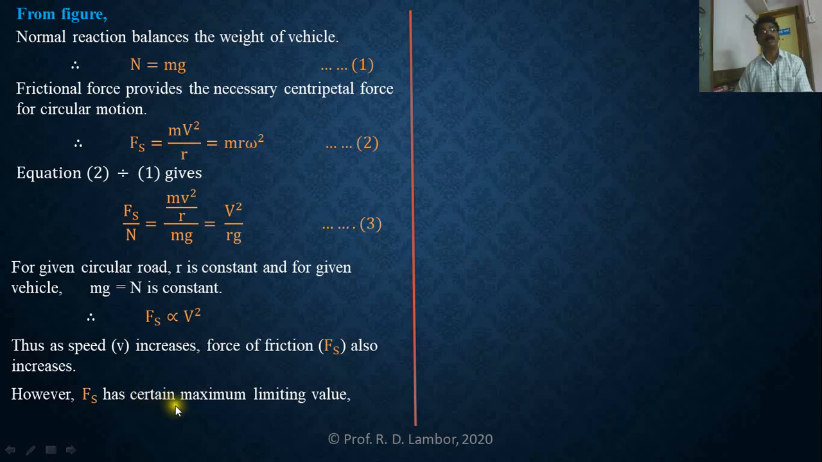Frictional force has a certain maximum limiting value, and this value you have studied in the 11th standard. Maximum value of frictional force equal to mu s into N. What is mu s here? Coefficient of static friction between the road surface and tires, and N, normal reaction.